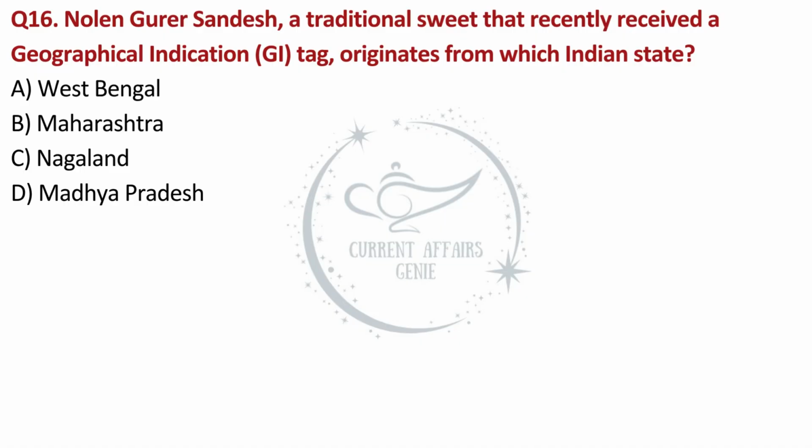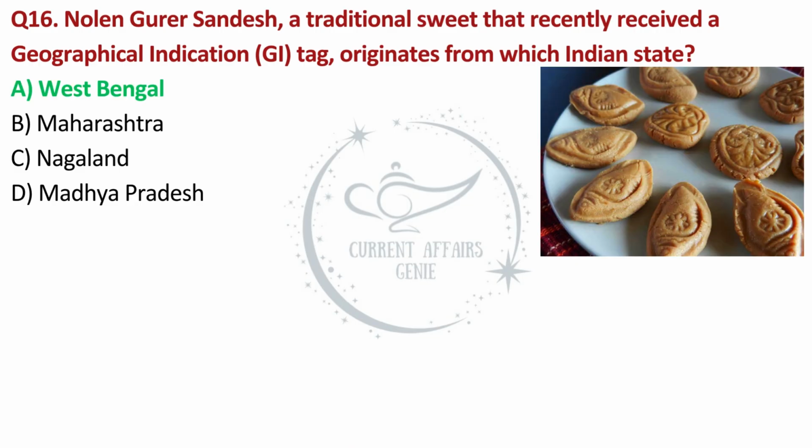Nolan Gurur Sandesh, a traditional sweet that recently received a geographical indication tag, originates from which Indian state? Option A. West Bengal. Option B. Maharashtra. Option C. Nagaland. Option D. Madhya Pradesh. Correct answer. Option A. West Bengal.